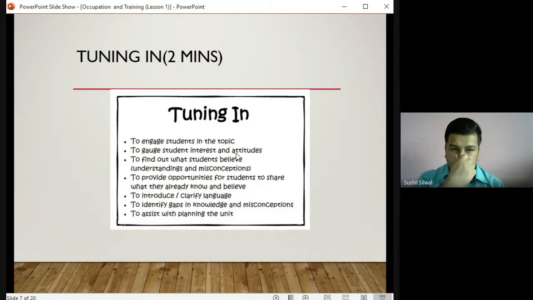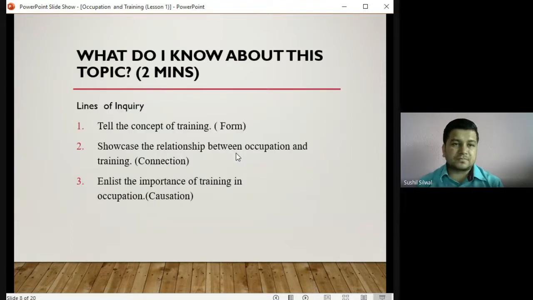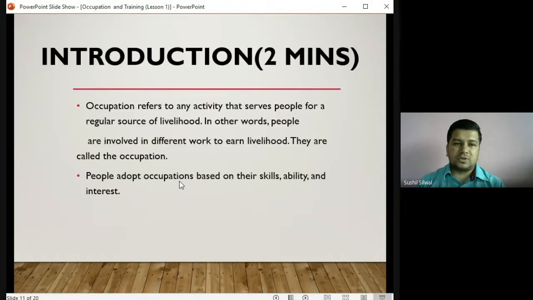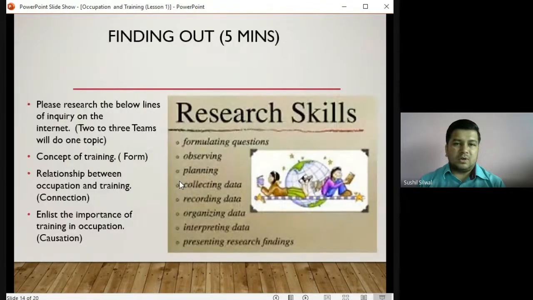So engagement first, and based on this I wanted you to write for all three topics what you know and what you want to know. And how can you know, and what you have learned, don't write right now, you'll write that at the end. So this was the KWHL chart, and about the definition of occupation, we will come to that as well. Now, finding out.